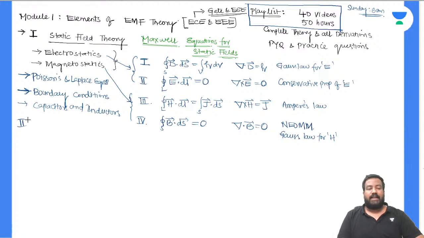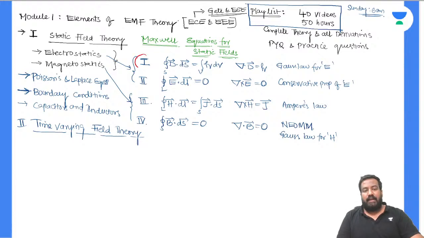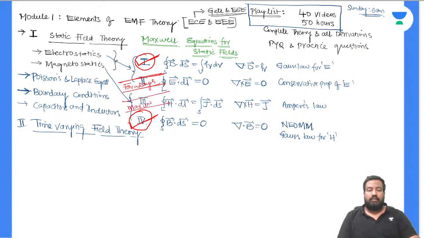And in the second section, we had covered time varying field theory. In time varying field theory, again we have derived Maxwell equations for time varying fields. In that, equation 1 and equation 4 are the same. Only 2 and 3 will vary. Equation 2 is varied using Faraday's law, and 3 is varied by the Maxwell contribution.